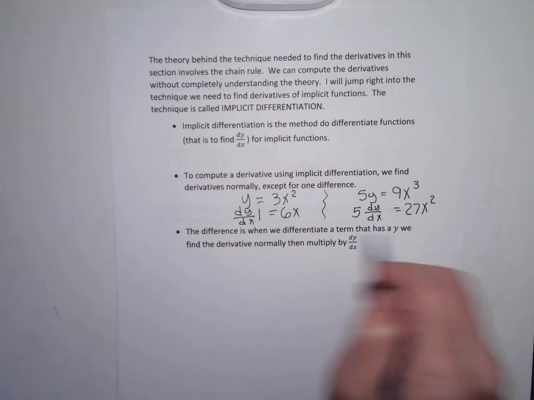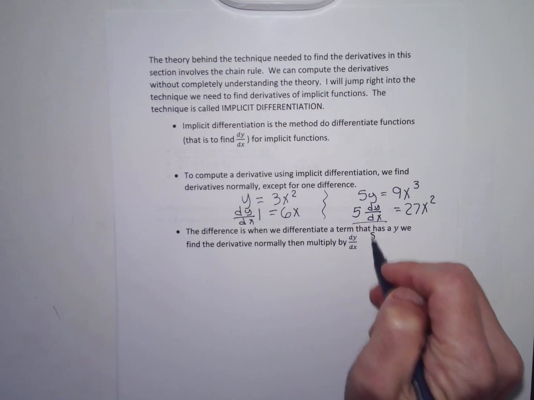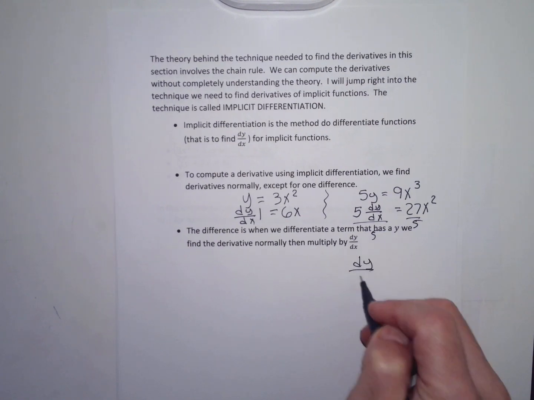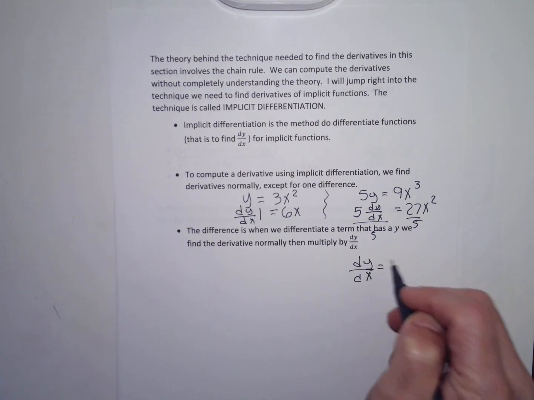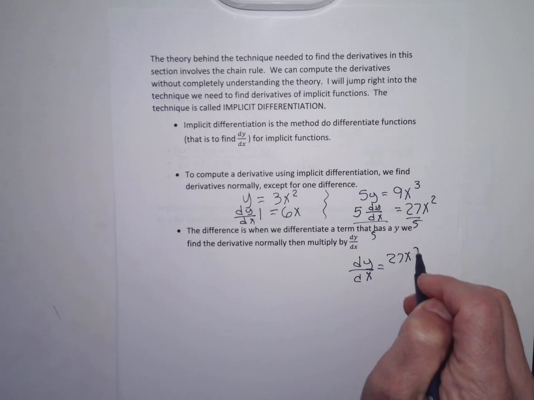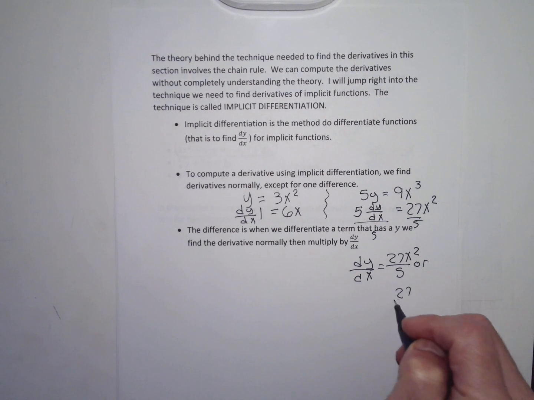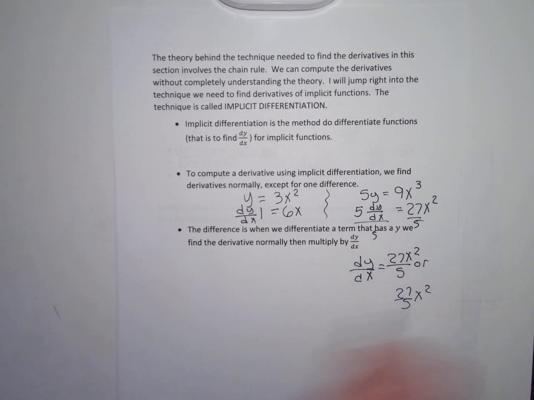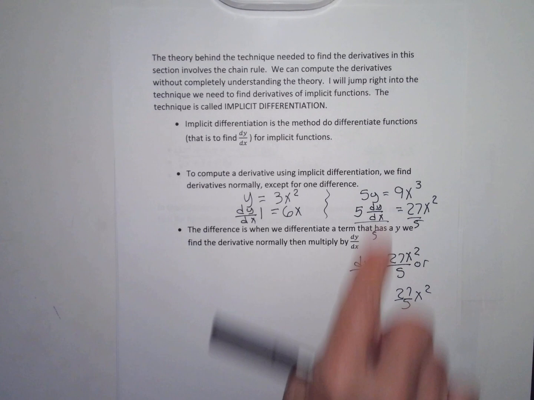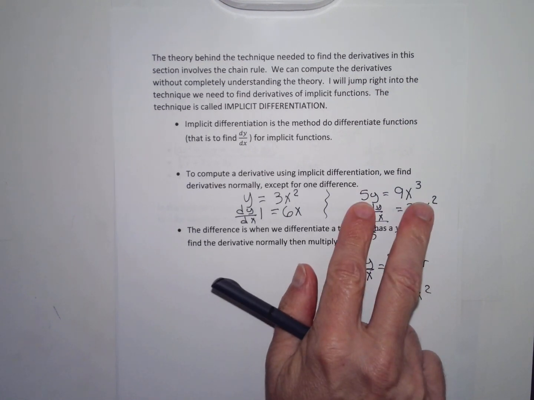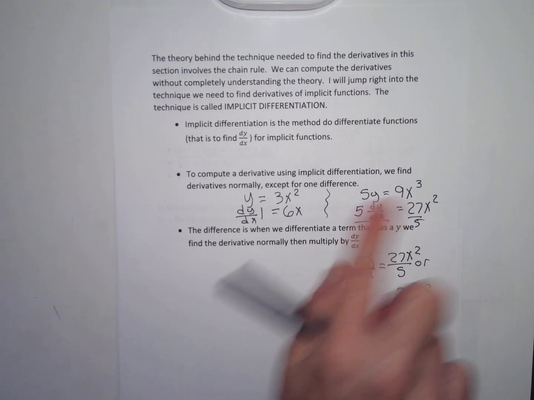I'm going to divide both sides by 5 and get this ugly dy/dx equals 27x squared over 5, or equivalently 27/5 x squared. Just to show you that this technique, that anytime I take a derivative of a term with a y, I tack on a dy/dx, produces the same answer as if the function was solved explicitly for y, let me rewrite this problem and do the derivative.